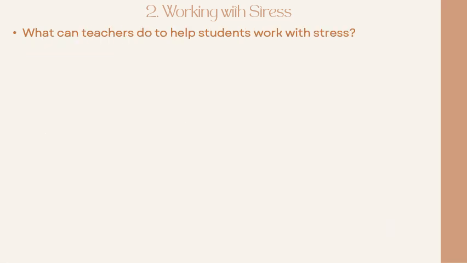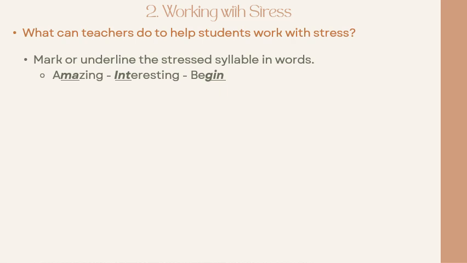So what can teachers do to help students work with stress? First and foremost, the most common way we can do this is by simply marking or underlining the stressed syllables in the words that we teach students. For example, amazing. So maze, the second syllable, is underlined. Interesting, the first syllable is underlined. Begin, the second syllable is underlined to show the students where the stress is in the word and tell them that they should sound a bit louder with that syllable in that word.